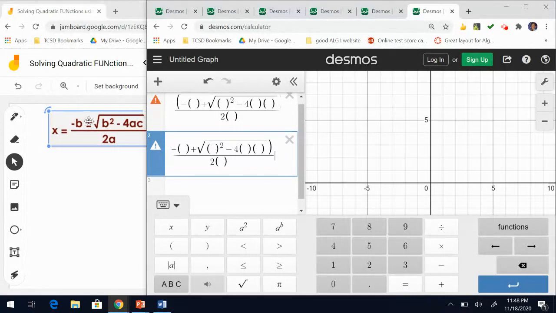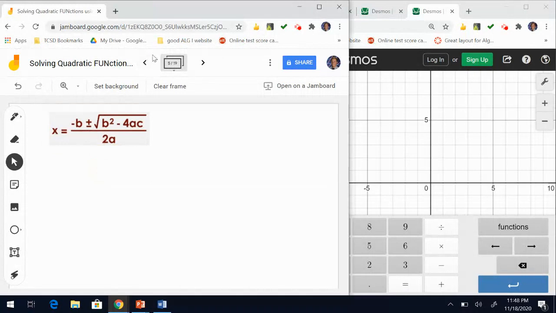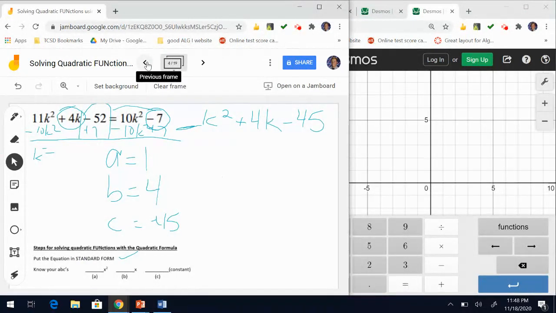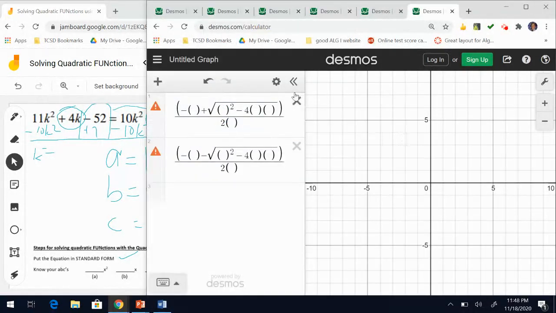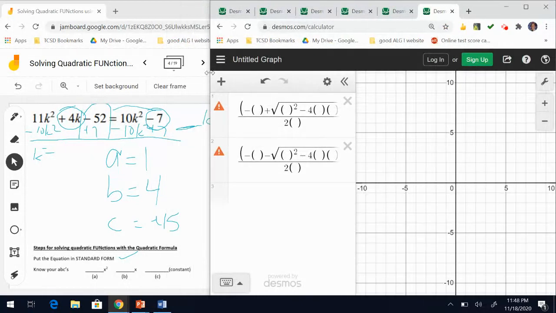But remember, see how this plus or minus combo is right here? I'm going to delete this plus and put a minus there. And now I have the plus the radical and then subtract the radical, because that's what that plus or minus means. It's the left side and the right side. Okay? So now, when I go back to my problem, I have 1, 4, and negative 45. All right? So my A value is 1, my B value is 4, my C value is negative.